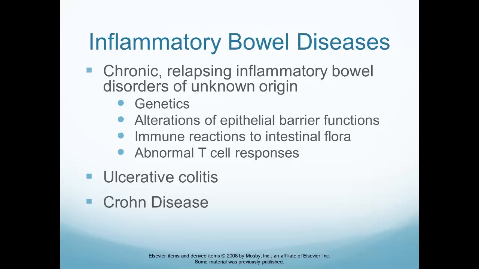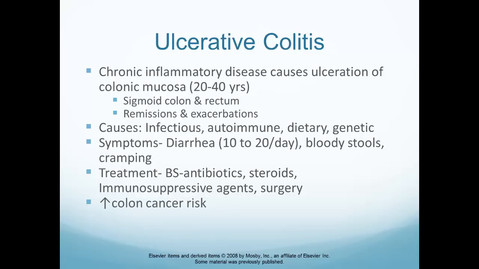There's a genetic piece to this. People oftentimes are going to inherit the characteristic of being at risk. There are some alterations that occur in the epithelial barrier functions, and maybe some reaction to the intestinal flora, and abnormal T cell responses that create this autoimmune response that results in these disease processes.